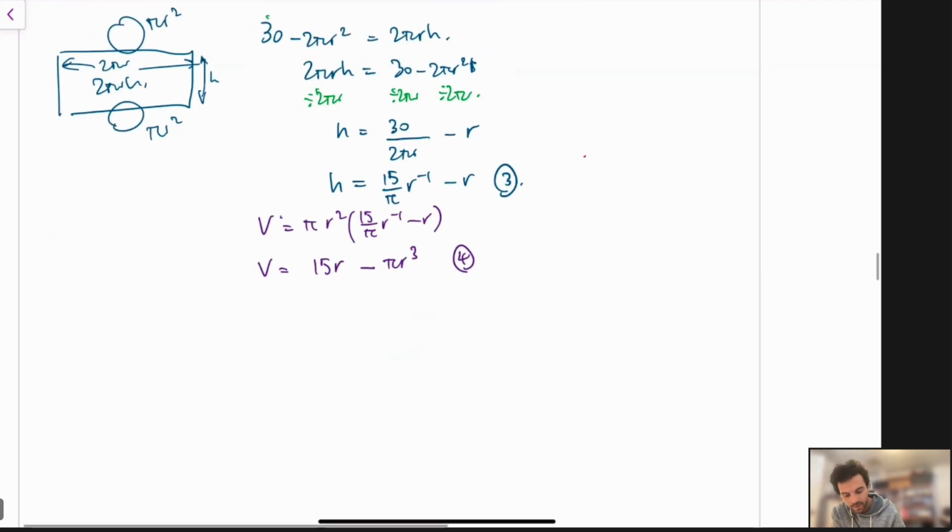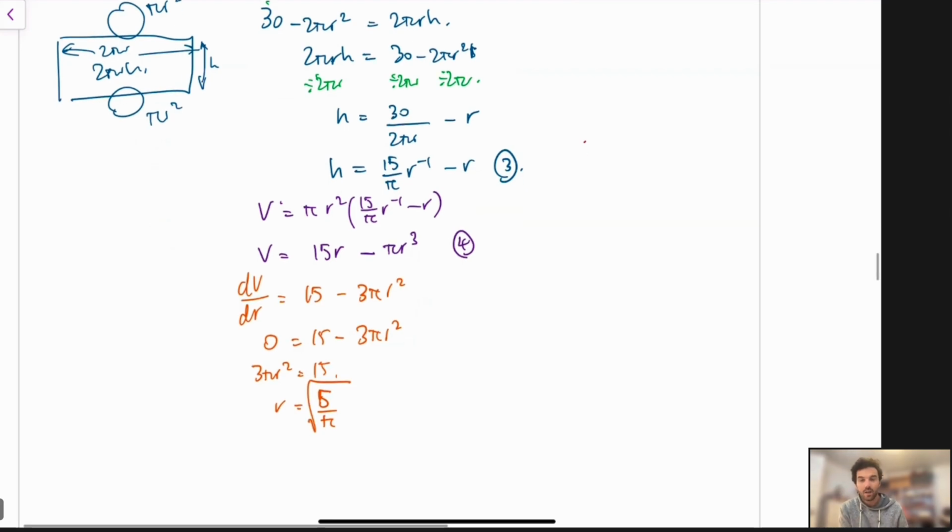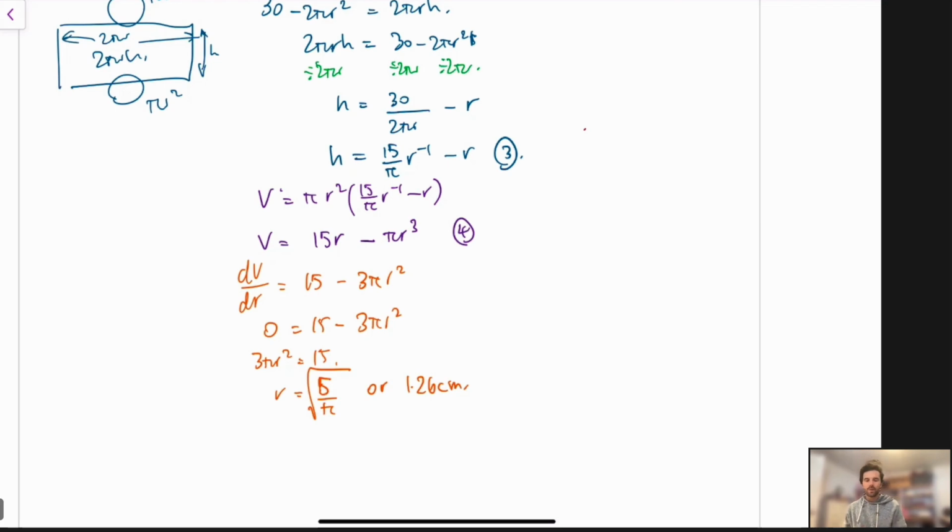We want to optimize this, so let's differentiate. Make it equal 0 to find that maximum point. And we can see that the answer is the square root of 5 on pi. So we've got that 1.26 centimeters. You can use it to 4 decimal places if you want a bit more accuracy as well.